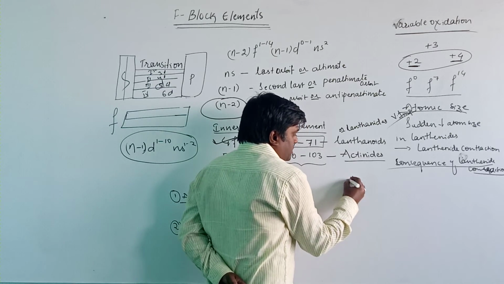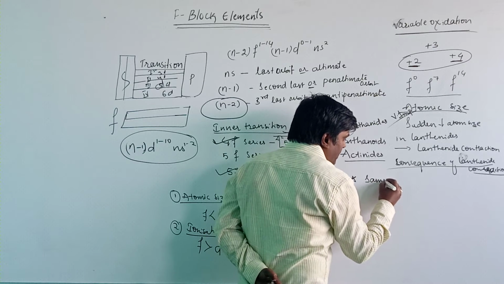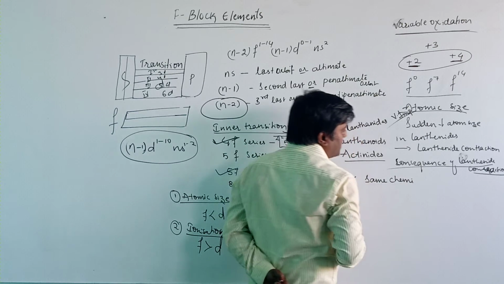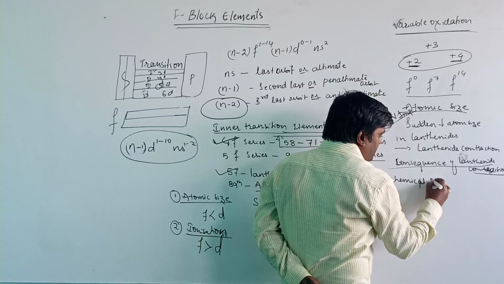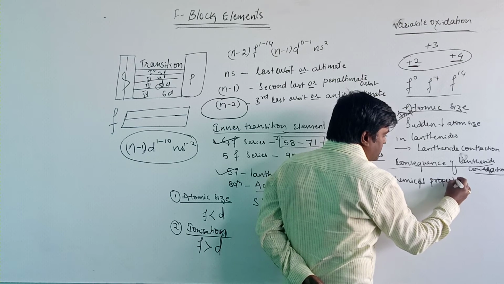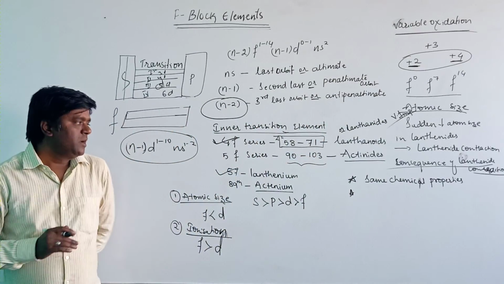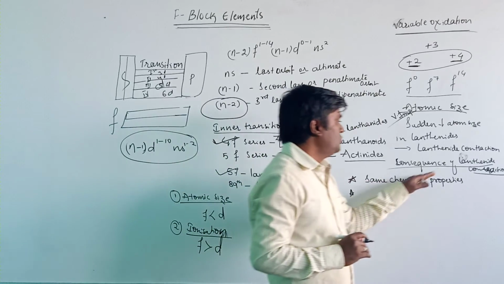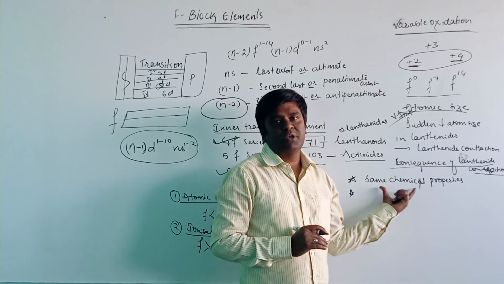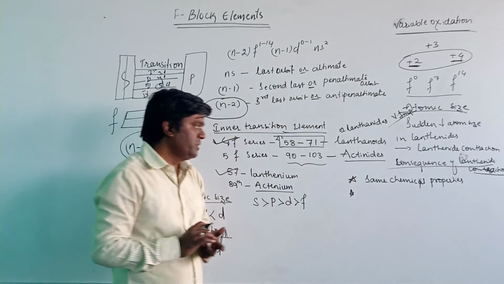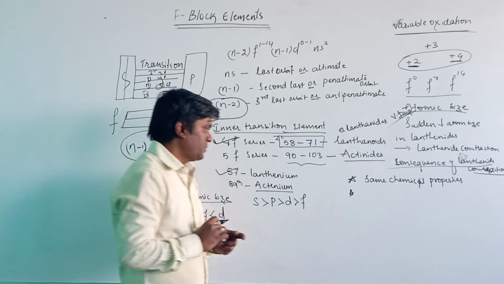Due to the lanthanide contraction, all the elements of the lanthanide series will show similar chemical properties, that is the same chemical properties. When the same chemical properties are shown by the elements, then it is difficult to isolate any one of the elements from the mixture.